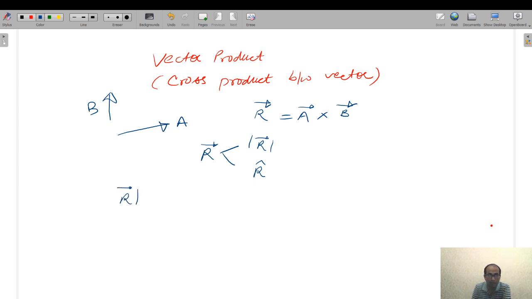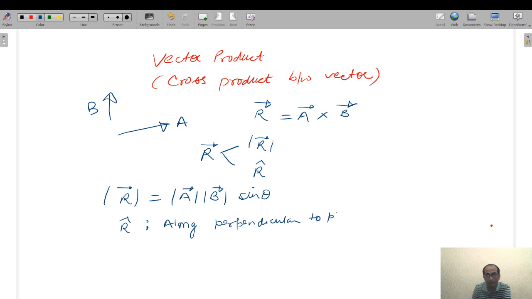So the magnitude of R is given by the magnitude of A multiplied by the magnitude of B multiplied by the sine of the angle between A and B, and this R cap is along the perpendicular to the plane containing vectors A and B.